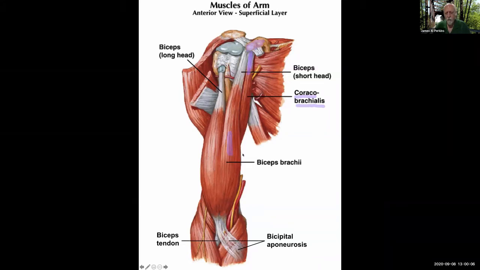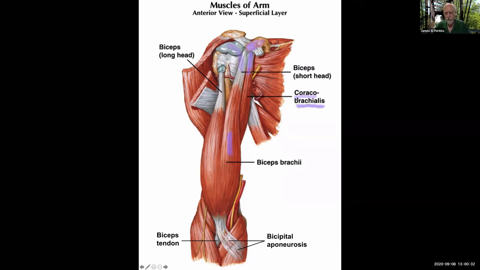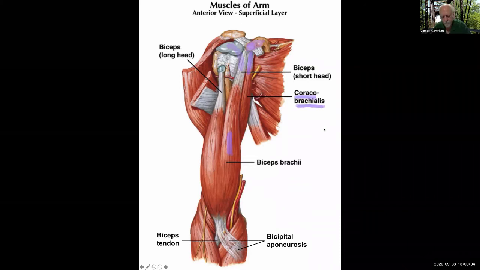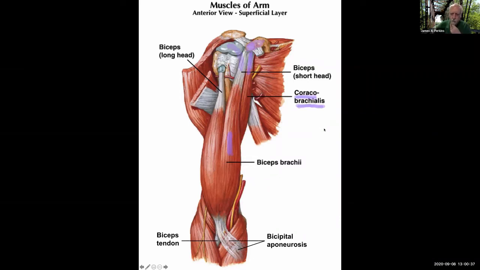So the coracobrachialis is only crossing one joint. Since it originates on the scapula, the coracoid specifically, but that's part of the scapula, and it inserts on the humerus, the only joint that this muscle is crossing is the glenohumeral joint up here, between the glenoid fossa of the scapula and the head of the humerus. So that means that this muscle can only act on the glenohumeral joint. So it can only move the humerus relative to the scapula.